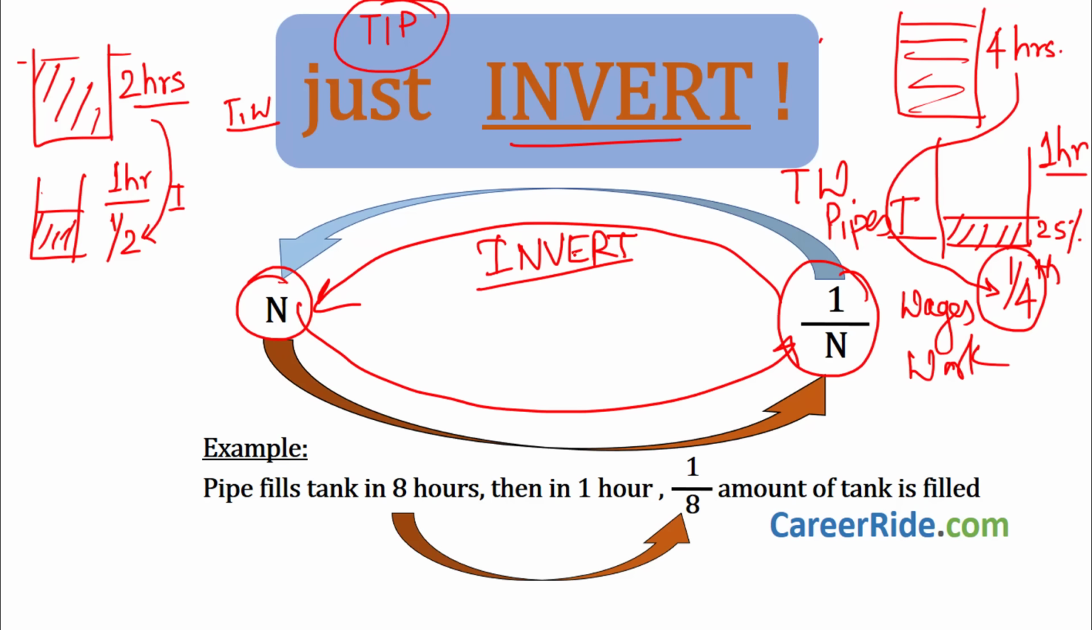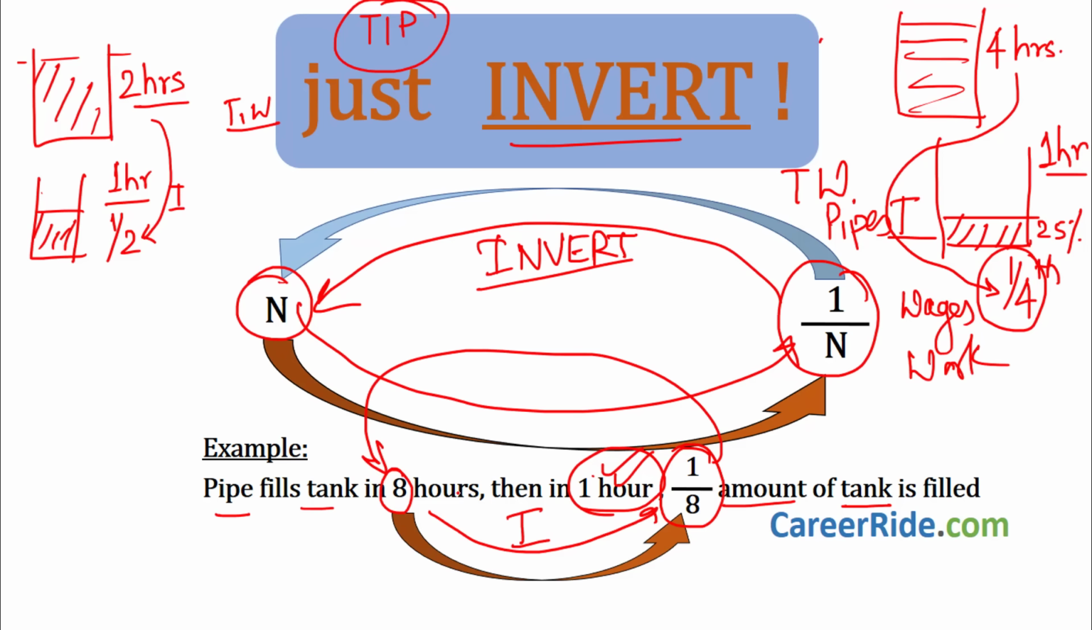Now let's take an example to understand what we mean by invert. Let us say that a pipe fills a tank in 8 hours. The entire tank is filled in 8 hours. Then in 1 hour, how much of the tank is filled? 1 by 8. We take this 8, we put it over here, we just invert. So 1 by 8 of the tank is filled in just 1 hour. If they have given that 1 by 8 of the tank is filled in 1 hour, then the entire tank is filled in how much time? Simply invert and we get 8 hours.